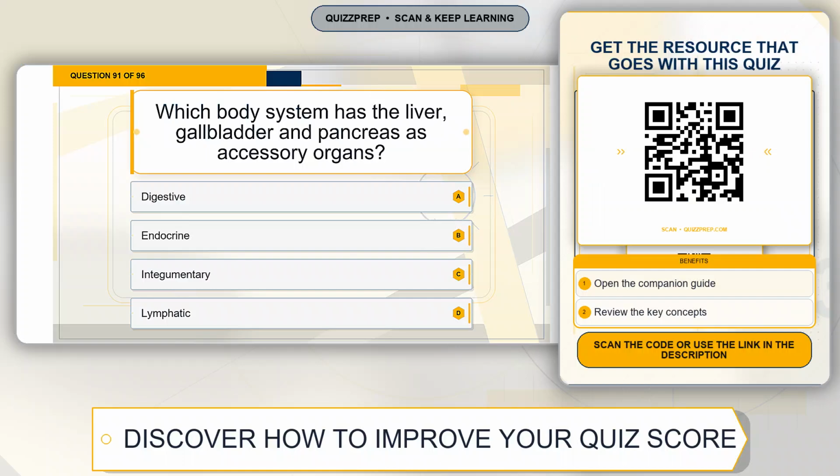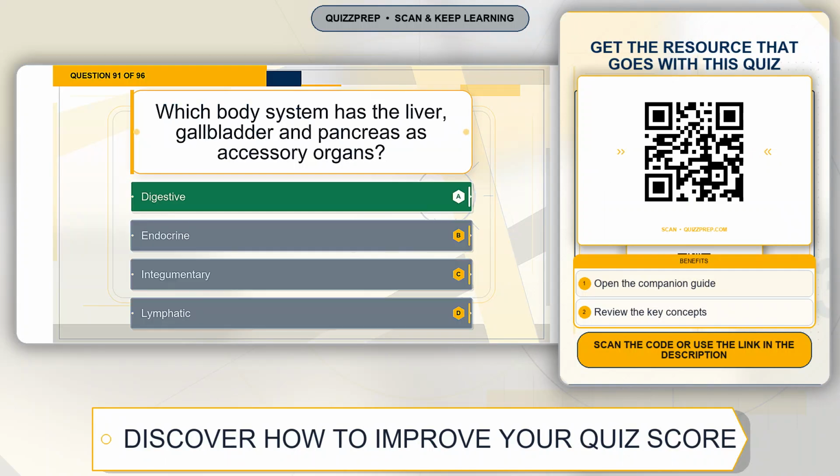Question 91. Which body system has the liver, gallbladder and pancreas as accessory organs? Option A, digestive. Option B, endocrine. Option C, integumentary. Option D, lymphatic. The correct answer is option A, digestive.